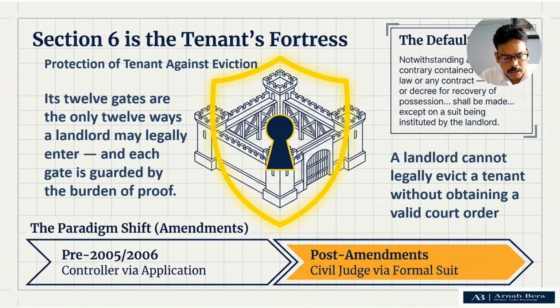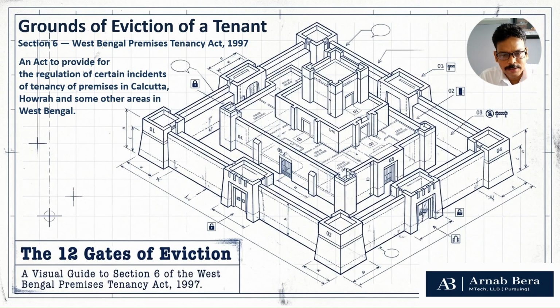If we go back to the previous slide, this is the tenant's fortress. In this picture, there are different gates, 1, 2, 3 as marked. This is just to show you that there are only 12 gates or 12 grounds for a landlord to re-enter his premises once there is a tenancy agreement and, as per that agreement, he has handed over the premises to the tenant.